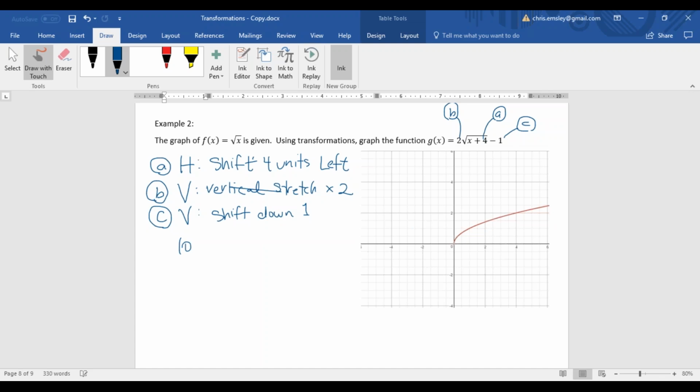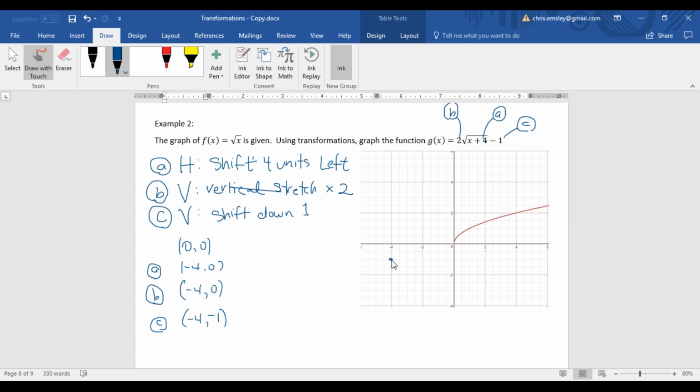Okay, again, we're going to pick a few points off this original function and look at what happens to them when we put them through the transformations. So 0, 0 is sort of the ending point of our original function. So the first thing we do, step A, shift that 4 units to the left. So that now becomes the point -4, 0. B is a vertical stretch times 2. Vertical, again, is a change to the y value. So 0 times 2 is still 0, so it doesn't change in that step. Then finally, shift it down by 1 unit. So that becomes -4, -1.